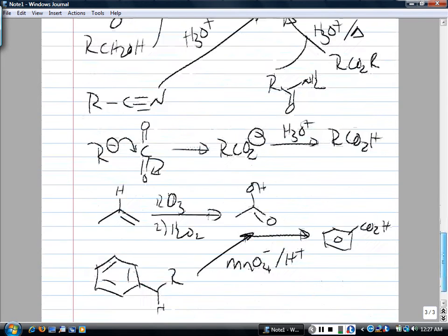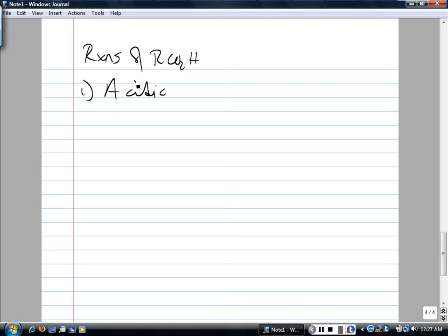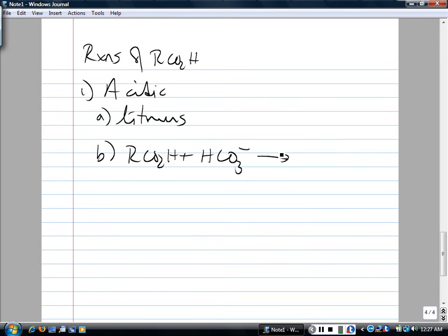All right, so let's look then instead at reactions of carboxylic acids. Obviously, they're acidic. So they'll do stuff with litmus, turn it from blue to red. They will react with, say, bicarbonate to give rise to the salt and carbon dioxide and water. So you see effervescence. They do the same thing with carbonates.